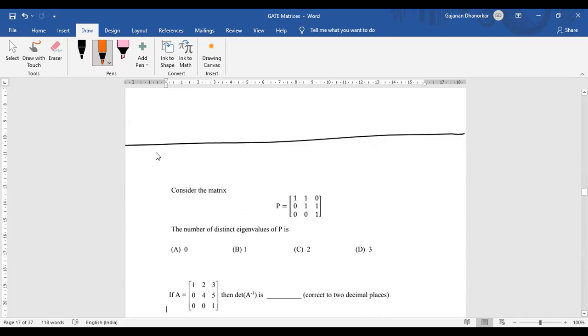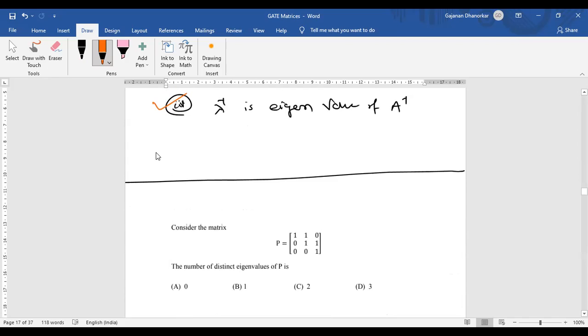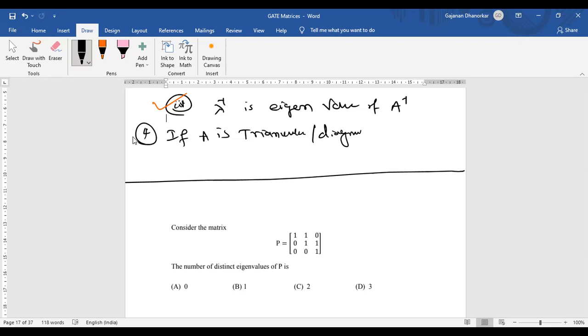Consider this matrix; find the number of distinct eigenvalues. Again, if the matrix is triangular, upper triangular, or diagonal, then the diagonal elements are the eigenvalues.